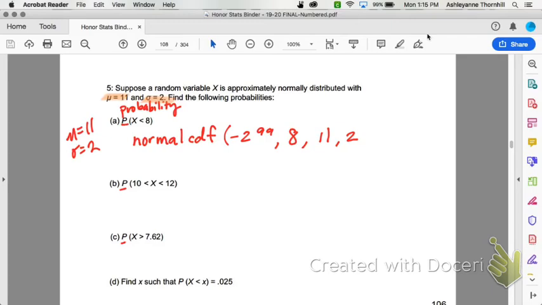How do you know when to use normal and when to use inverse? So if it's talking about a percentile, that's inverse norm. But if it's talking about an actual value or a probability, it's normal CDF. So what did you guys get? 0.067. 0.067.